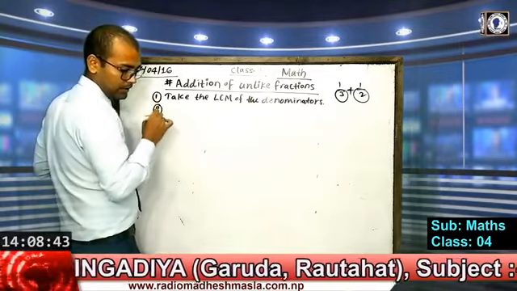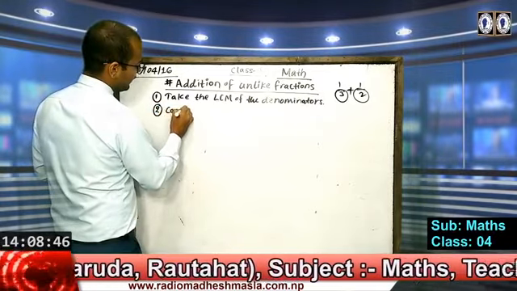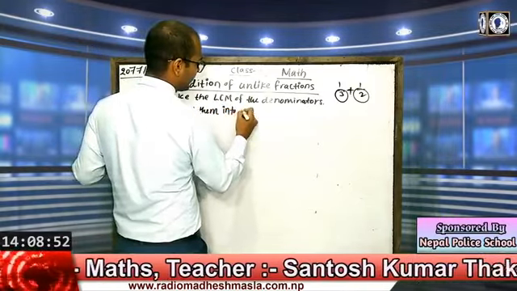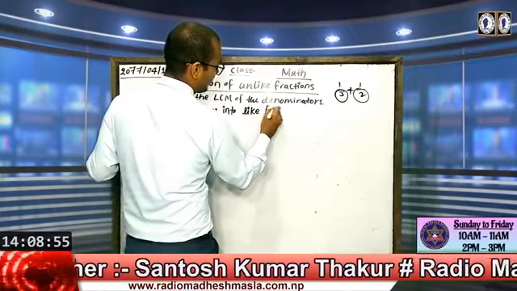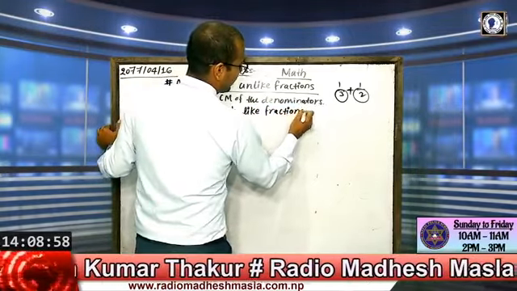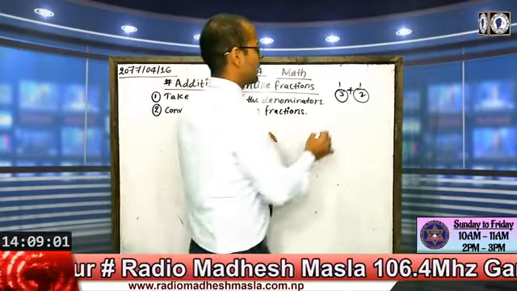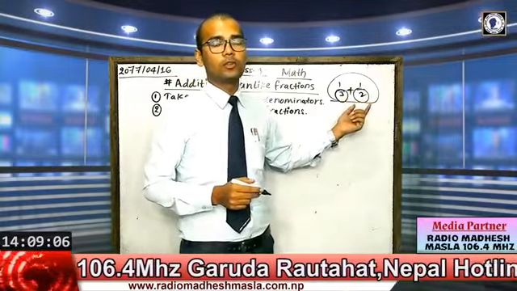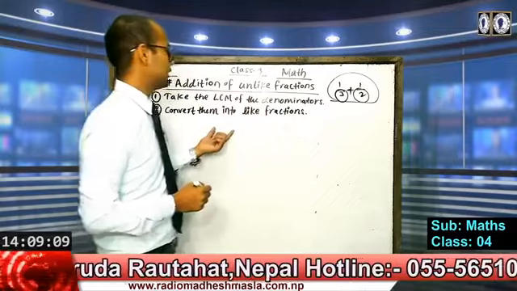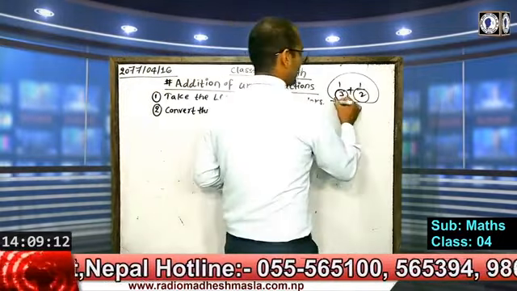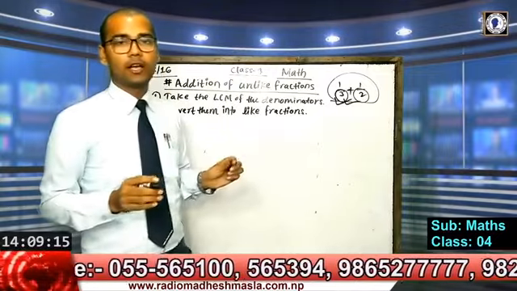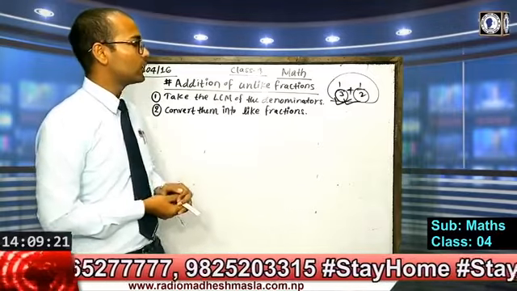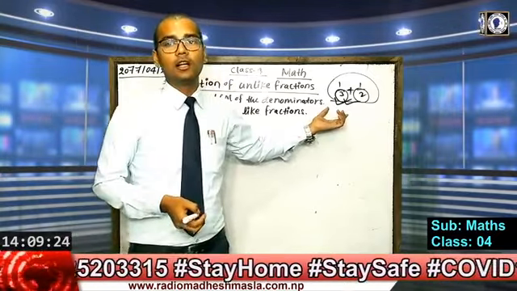Then after taking the LCM, convert them into like fractions. What are the fractions given over there? We have 1 by 3 and 1 by 2. So after taking the LCM of the denominators, we should convert the fractions given in our questions into like fractions.